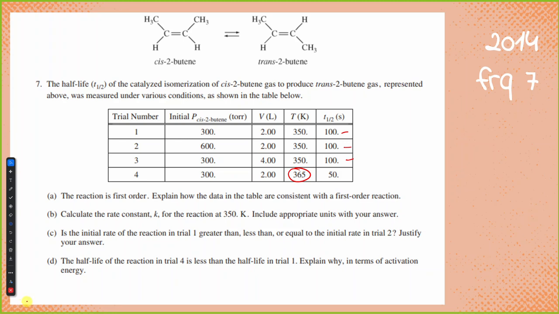So the reaction order is first order. Explain how the data in the table are consistent with a first order reaction. Well, the first three half-lives are the same, so that's showing it's consistent at the same temperature. Therefore, a consistent half-life means it's first order. So you can easily stick to that one.